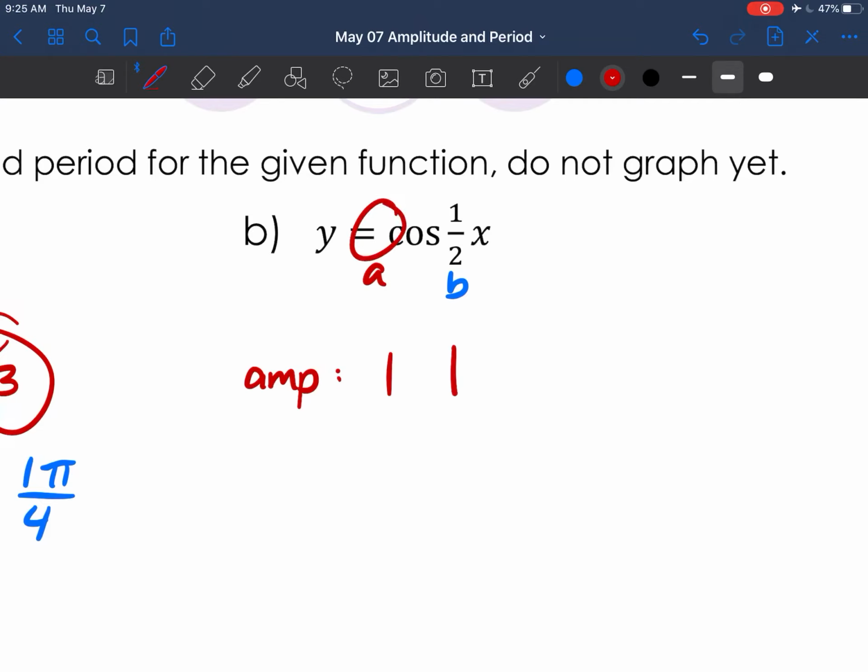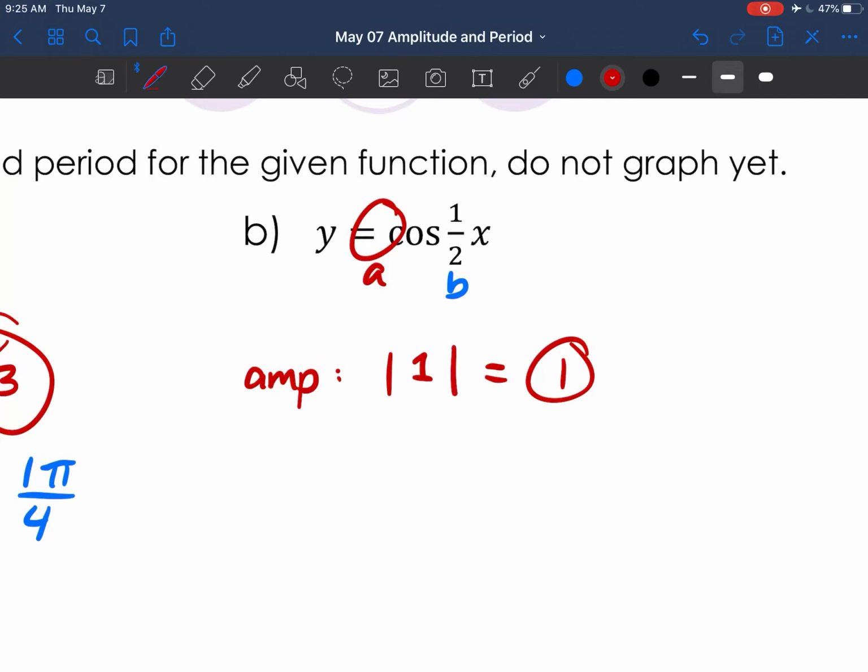What are you supposed to assume if there's no number in front of a sine or no number in front of a cosine? It's the same thing as if there's no number in front of an x. If there's nothing, you assume it's a 1. So you're going to take the absolute value of 1. I had to write that a little bit different so that it doesn't look like another line. So the absolute value of 1 is just 1. So that's the amplitude.